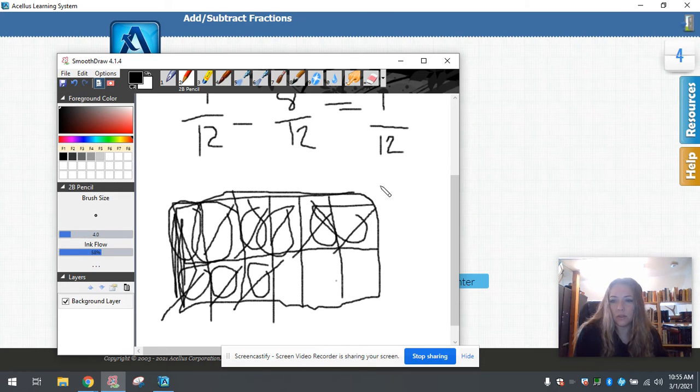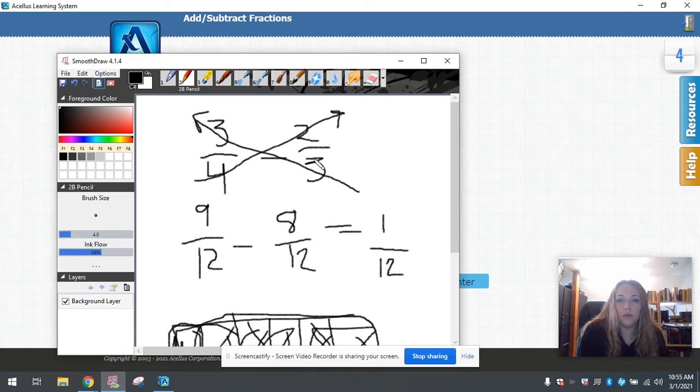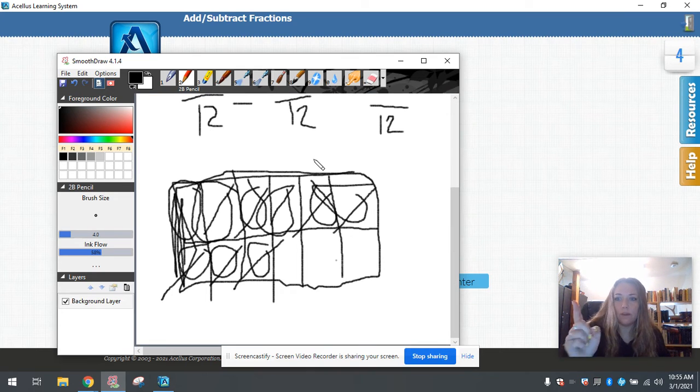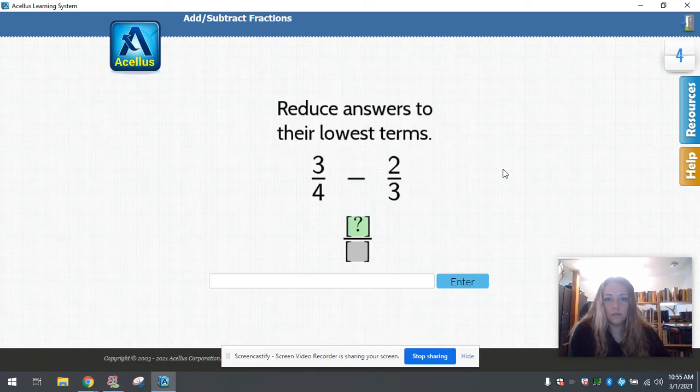So that's my best demonstration about why we don't subtract or add the denominators. If you don't understand why, just know never to do it. Okay, so we reduce to 1/12.